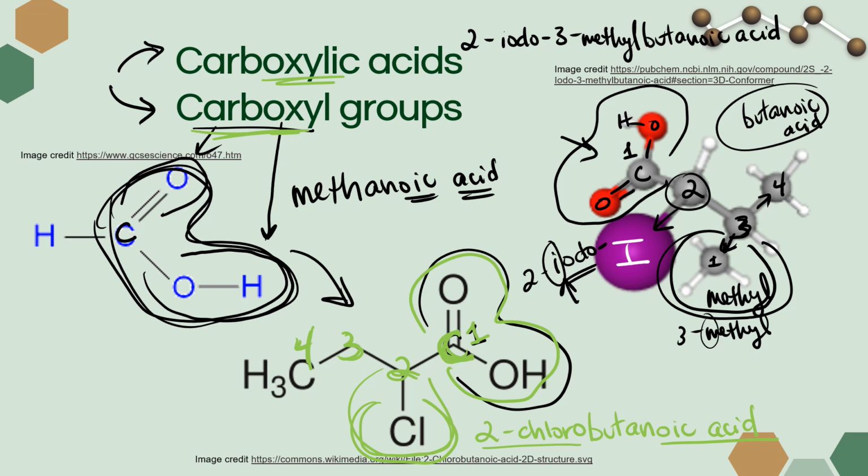2-iodo, 3-methyl butanoic acid. 2-iodo for the iodine on carbon number 2, 3-methyl for the single carbon branch on carbon number 3, butane because my longest parent chain of carbons is 4 carbons long, oic acid because of that carboxyl group.